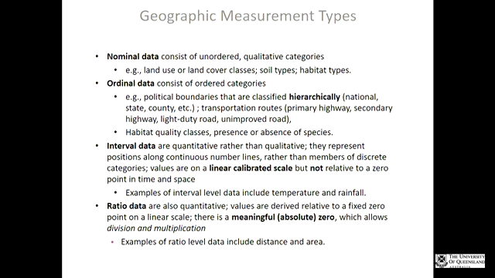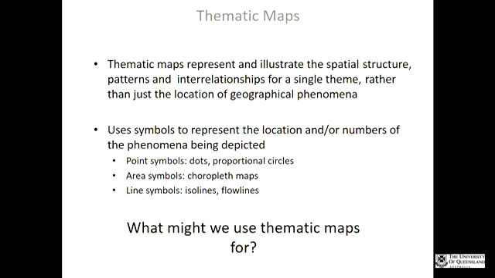Often thinking about trying to represent different types of data. And I'm just going to remind you of the different types of data, being nominal, ordinal, interval, and ratio data. So we're actually, for thematic maps, trying to represent often values. Okay. And what do thematic maps do? Essentially, they are maps that represent, trying to represent the spatial structure of a particular theme.